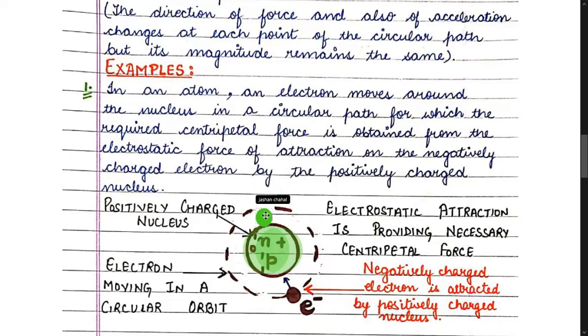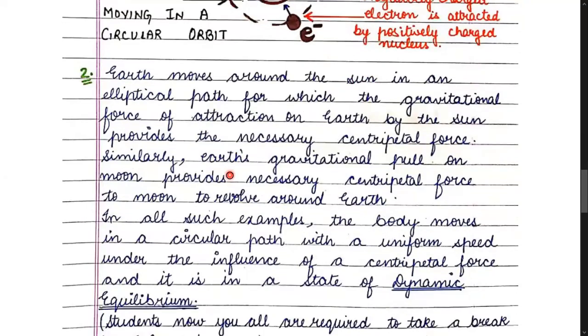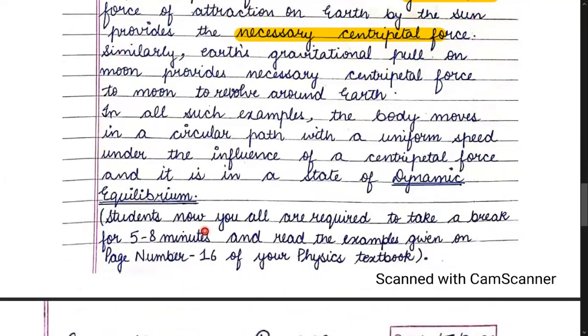So what will happen? Yes, this electrostatic attraction is providing the necessary centripetal force. So centripetal force is actually obtained from the electrostatic force of attraction of the negatively charged electron with the positively charged nucleus. Similarly, when Earth moves around the Sun in an elliptical path, the gravitational force of attraction between the Sun and the Earth provides the necessary centripetal force.